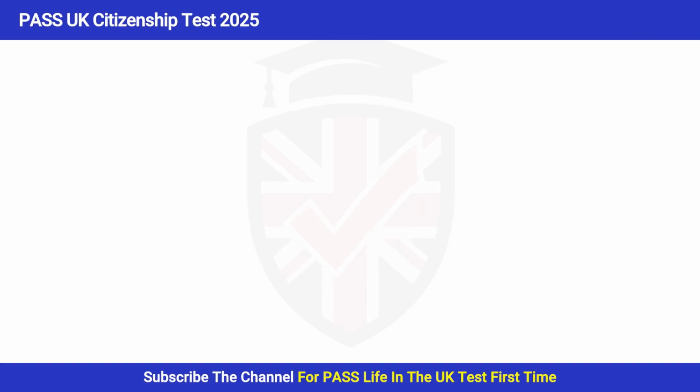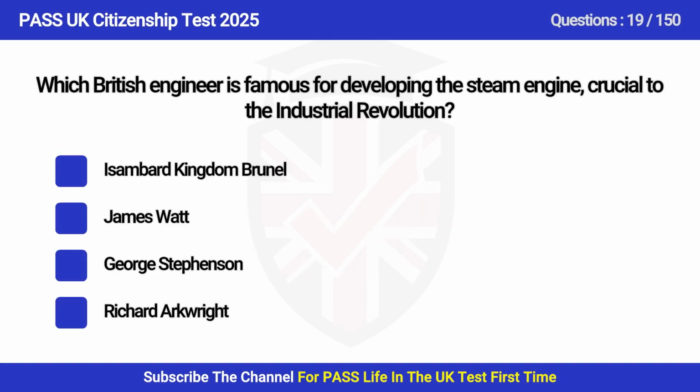Question 19. Which British engineer is famous for developing the steam engine, crucial to the Industrial Revolution? A. Kingdom, B. James Watt, C. George, D. Richard.